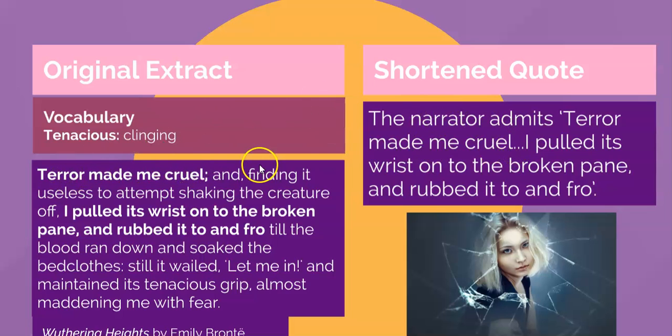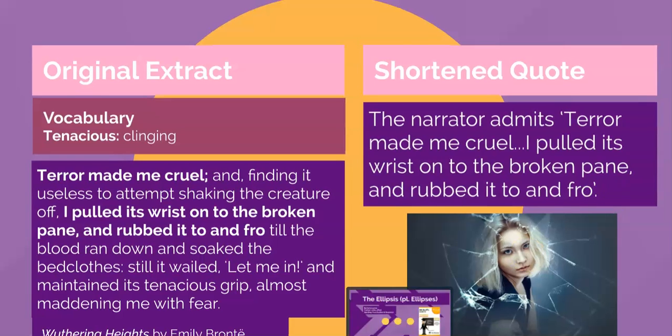Then we have the ellipsis to show that these words here are missing. I pulled its wrist onto the broken pane and rubbed it to and fro. That's here. So what's left makes sense by itself. There's no ellipsis at the end because we don't need it.